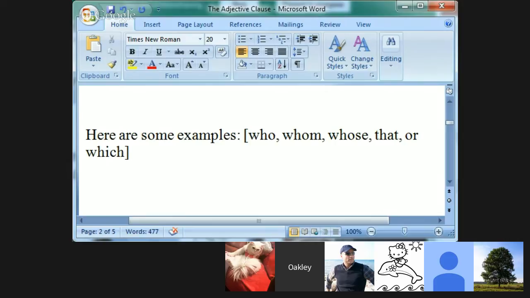David, go ahead. Try to create a sentence with an adjective clause. Take your pick. Start with relative pronouns here. Okay, here we go. The woman who was sitting by the door went bananas.